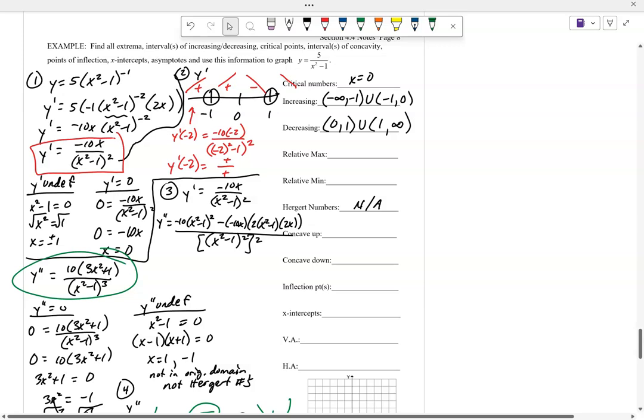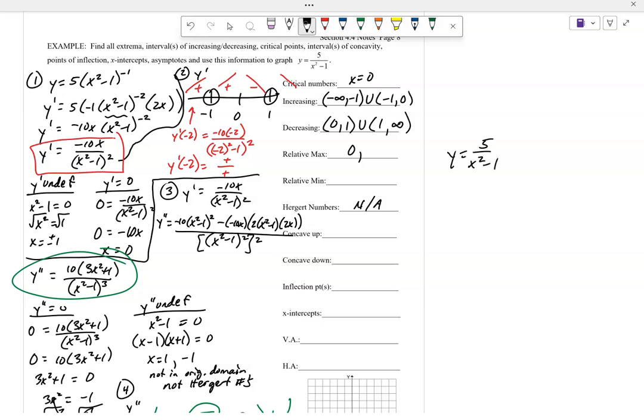I should have mentioned, from the first derivative, you see how we increase and then decrease at 0? So we have a relative max at 0. If I throw 0 into the original function, 5 over x squared minus 1, I get negative 5. So I have a relative max there. I don't have a relative min.